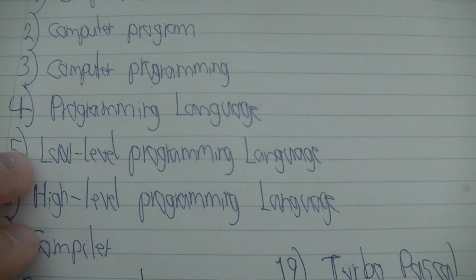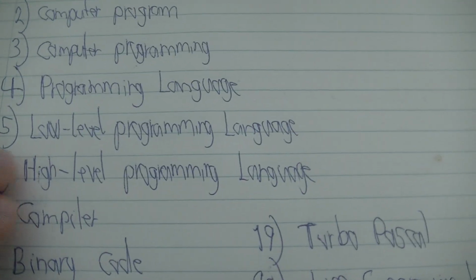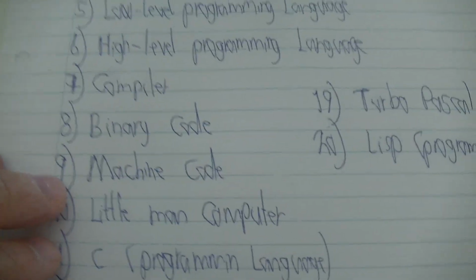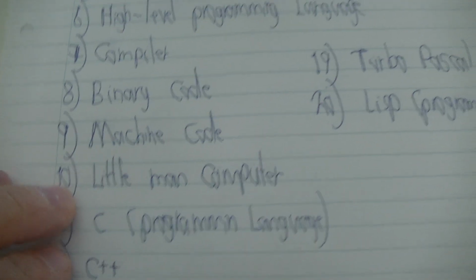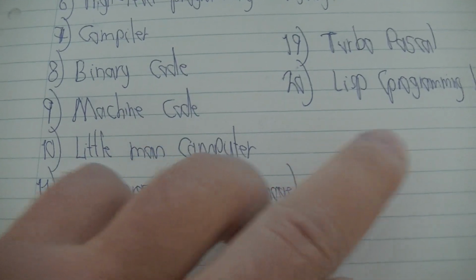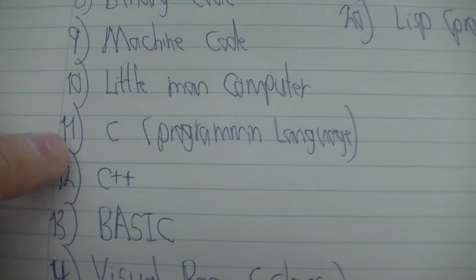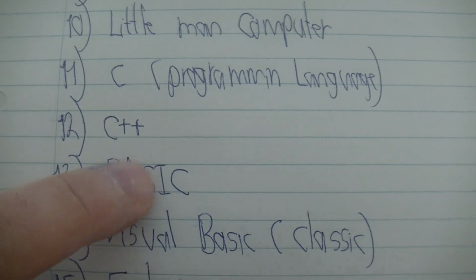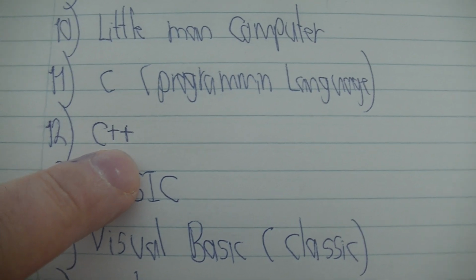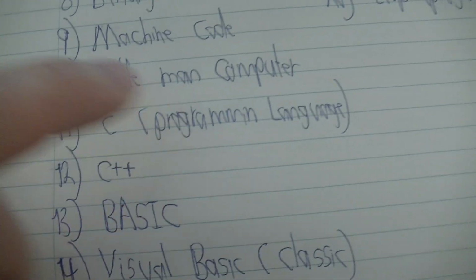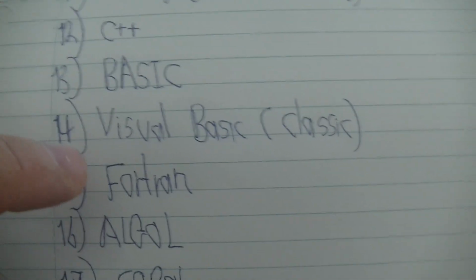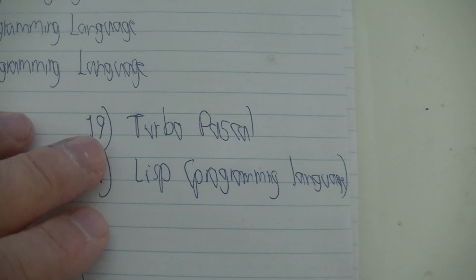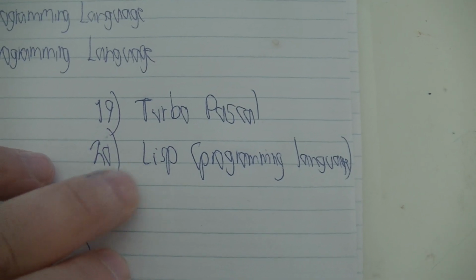programming language, high-low level, high-level programming, compiler, binary code, machine code, Little Man Computer, that's an educational computer from the 60s, the C programming language, C++. I don't think you can write C++ on YouTube this later, so I have to write C plus plus. Basic, Visual Basic, Fortran, Algol, COBOL, Pascal, Turbo Pascal, and Lisp.